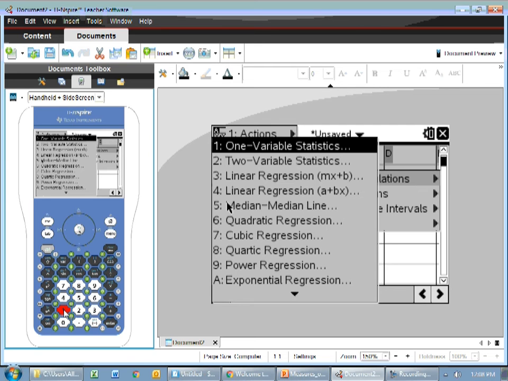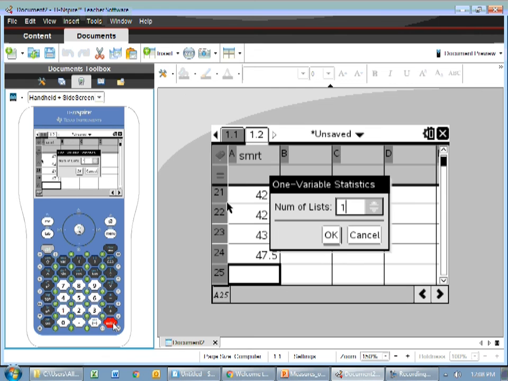Once you get into stat calculations, you can see that there's an extensive list of the statistics that are available. The one that we want for this purpose is the one variable statistic. So we choose that. And the first thing that pops up is a dialog box that asks how many lists do you have? How many lists do we have? So we go ahead and press enter.